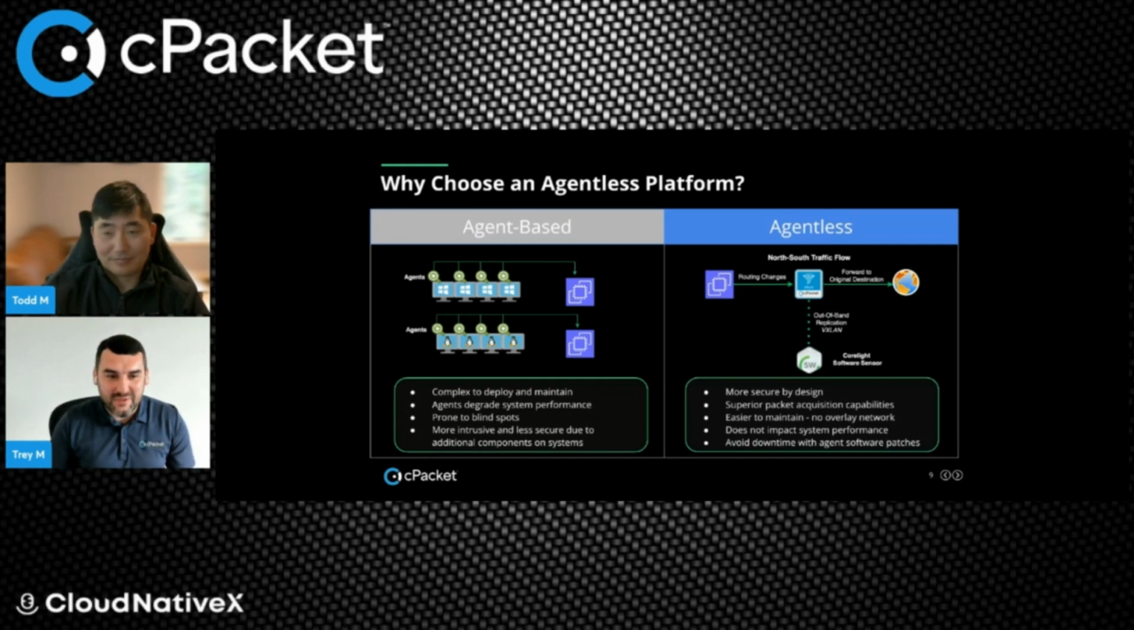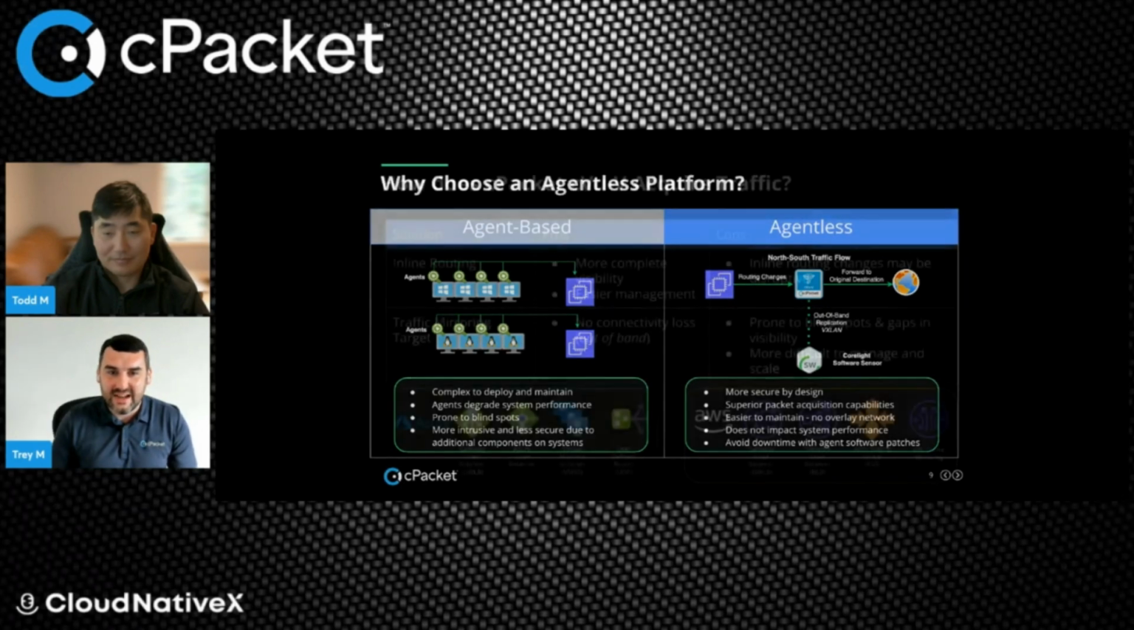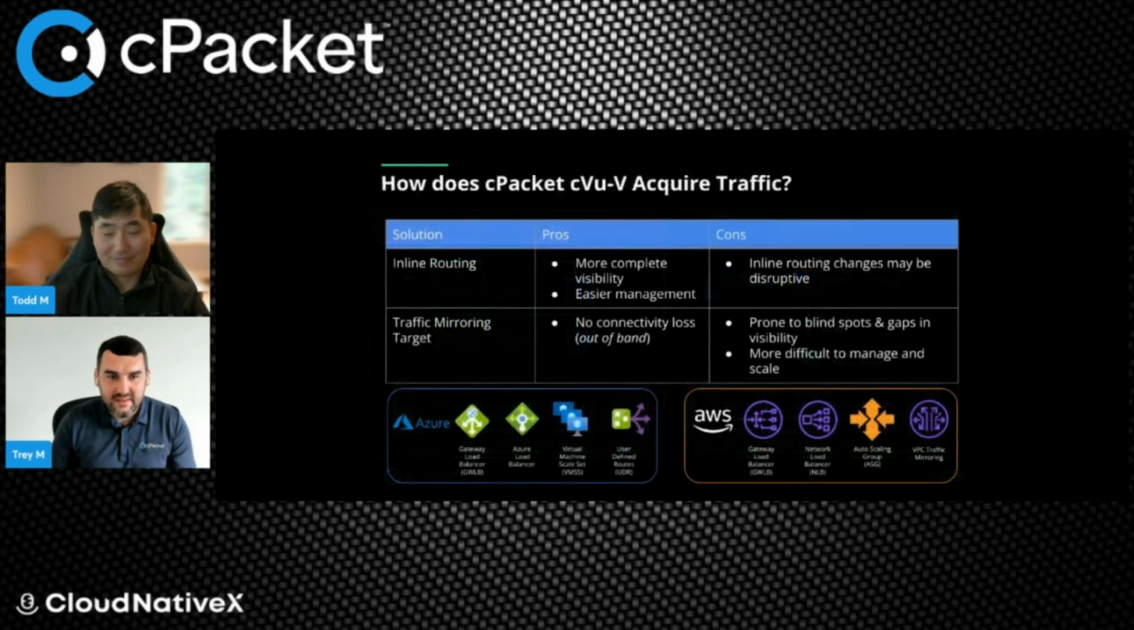So with that being said, I'll ask Todd to proceed to the next slide here. Thank you, sir. So again, I talked a little bit about the inline routing on the last slide, but we also support a mode where we can serve as a traffic mirroring target for an AWS traffic mirroring session. So there's some pros and cons here. And what I would say to this is there's really no right or wrong. It's more about what works better for your enterprise topology.